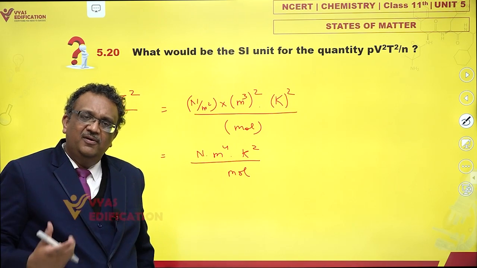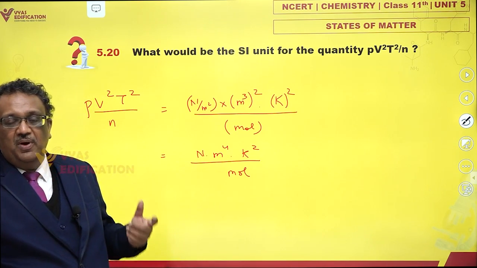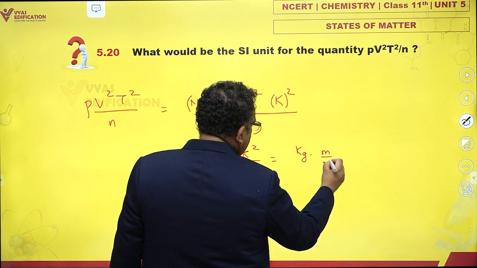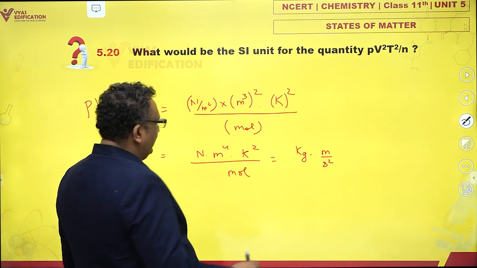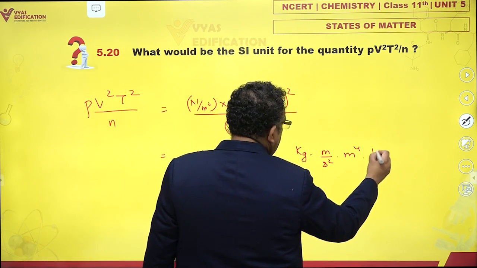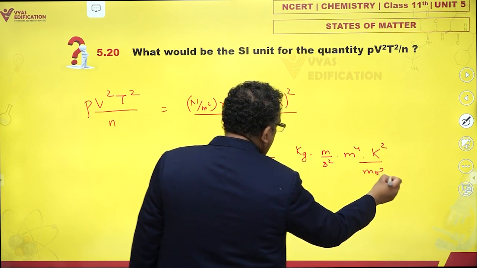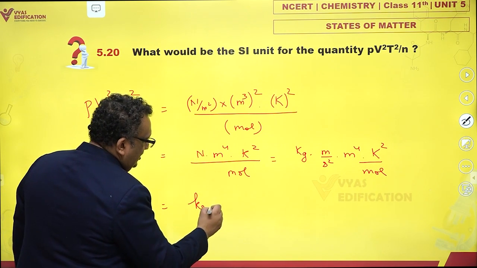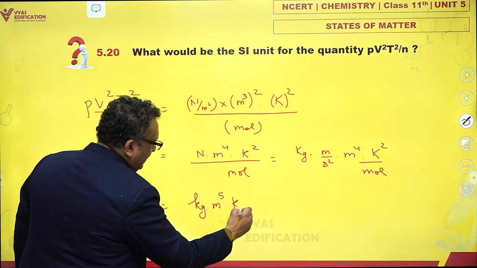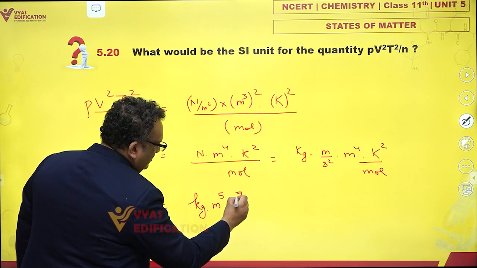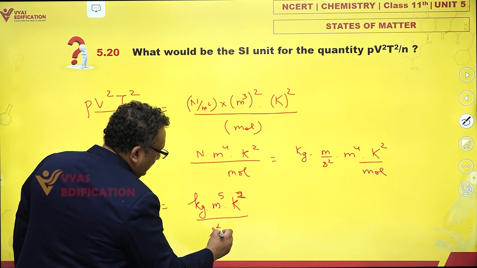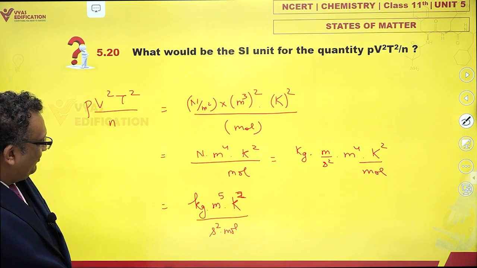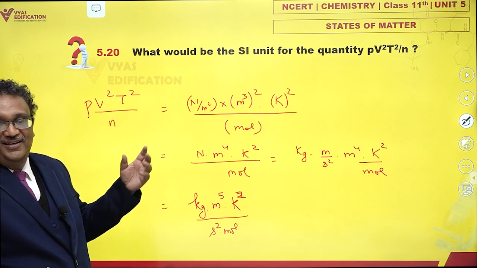Newtons also you can open up. Force is in newtons, which is mass into acceleration, which is kg meters per second square into meters to the power 4 Kelvin square by mole. If you simplify further, you have kilograms meter to the power 5 Kelvin square by second square into moles. These will be the ultimate simplified fundamental SI units for this expression.